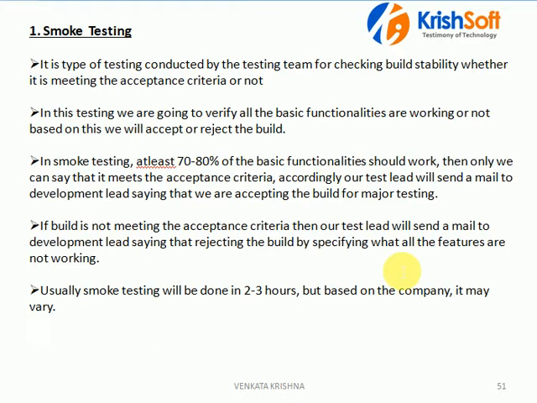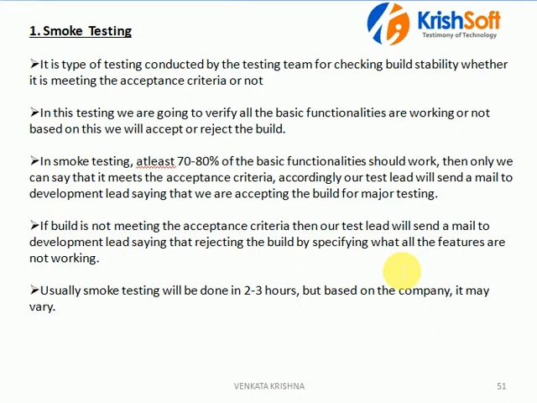At a high level we will continue with the testing without any showstoppers. Showstopper means something where we cannot go ahead further. If any showstoppers are there, we cannot proceed with our testing. So that is the reason the build should meet the acceptance criteria, like 70 to 80% of the functionalities are working. Then we can accept that build for major testing.